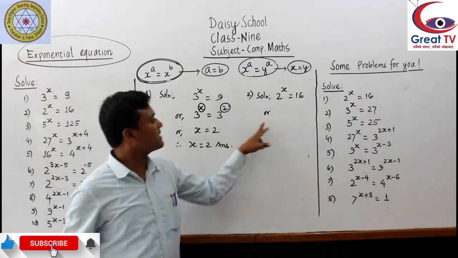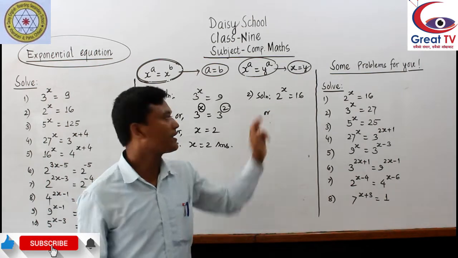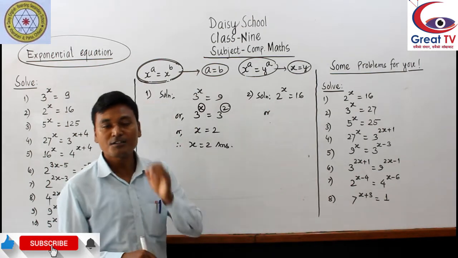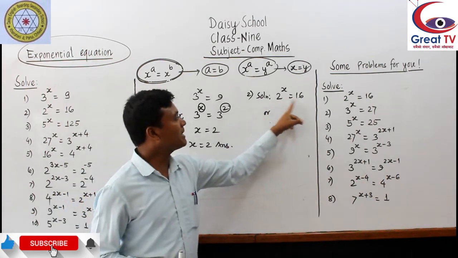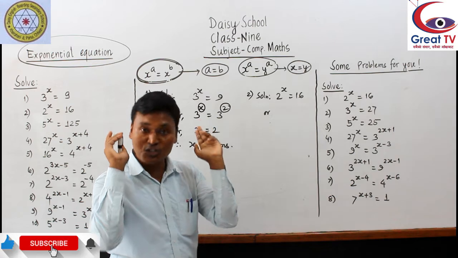Okay, on the left side we have base 2. On the right side we have base 16. Are the bases same? No. Can we use the first concept? No, because the bases are different. So let us make both bases equal.